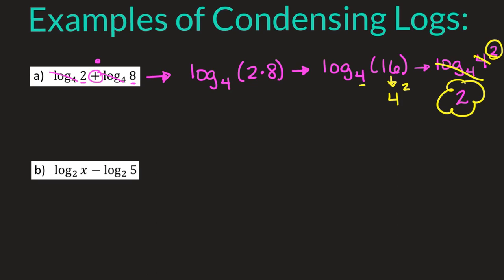All right, so looking at our second example, we have log base 2 of x minus log base 2 of 5. I'm going to write the log base 2 one time, and I'm going to mark those off so I know I've done it. This subtraction is going to become division, so the x is going to go in the numerator and the 5 will go in the denominator. So I have log base 2 of x divided by 5.